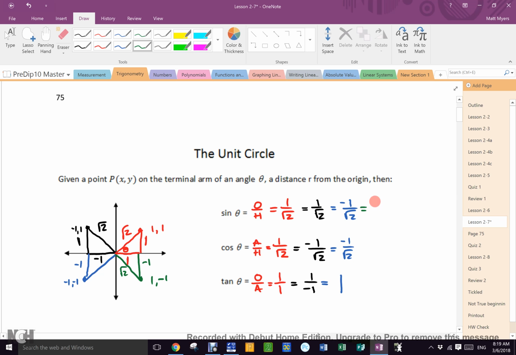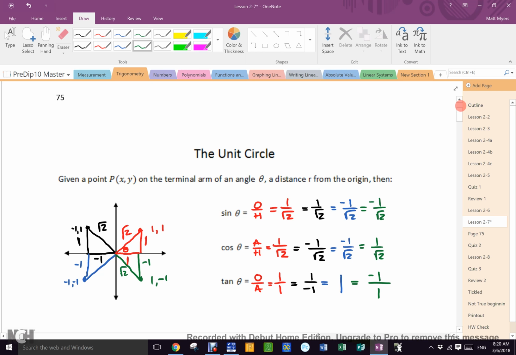What's the sine? -1 over root 2. What's the cos? 1 over root 2. And what's the tan? -1 over 1. Yeah?